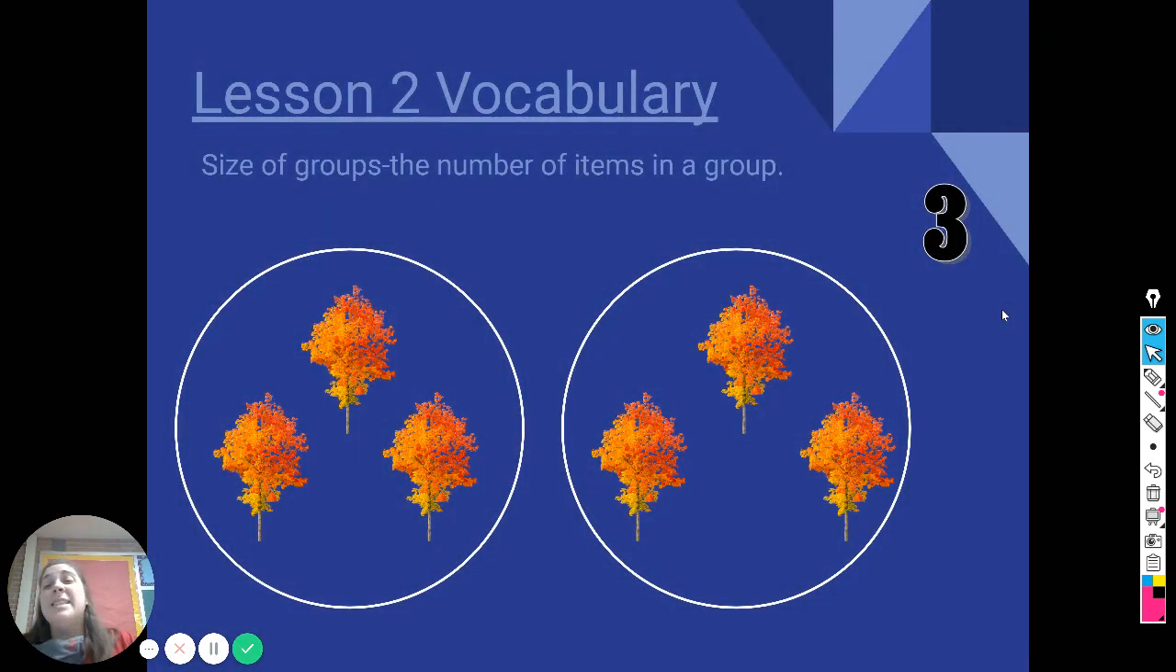The next term is the size of groups. So the size of the groups is the number of items in a group. So we already said we have 2 equal groups. Each of those groups has 1, 2, 3, 1, 2, 3. 3 trees in each group. So the size of the group is 3.